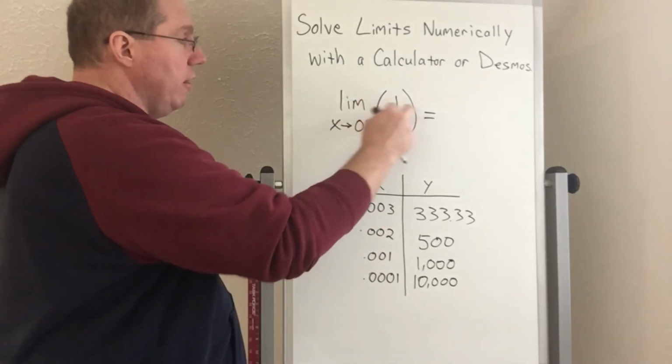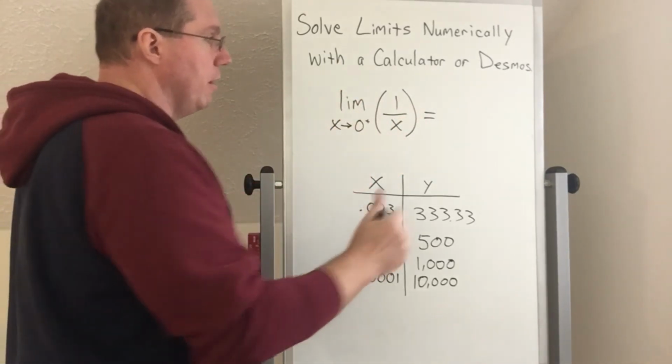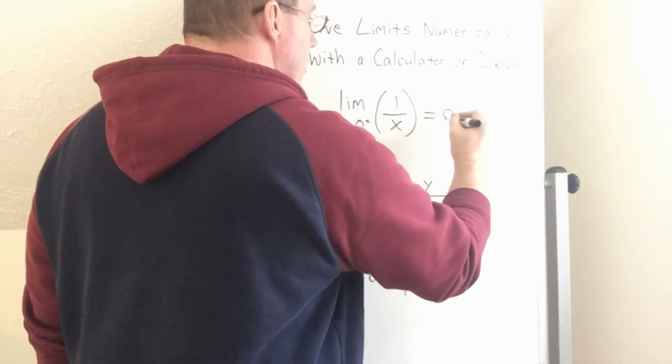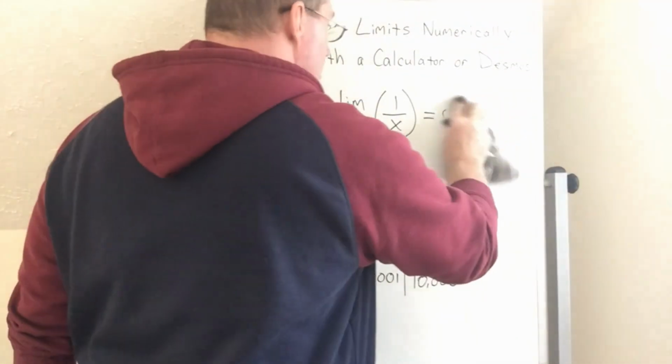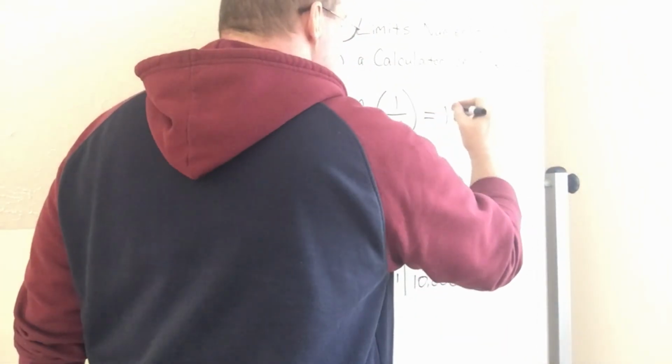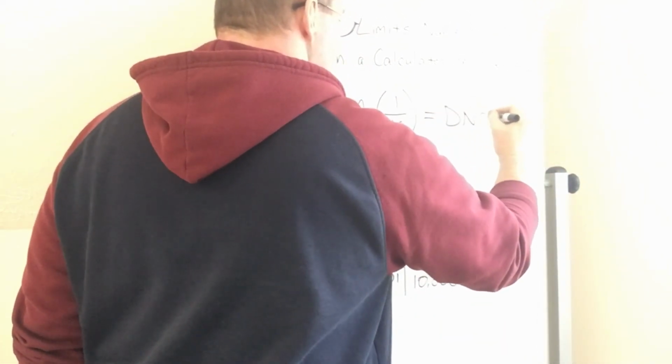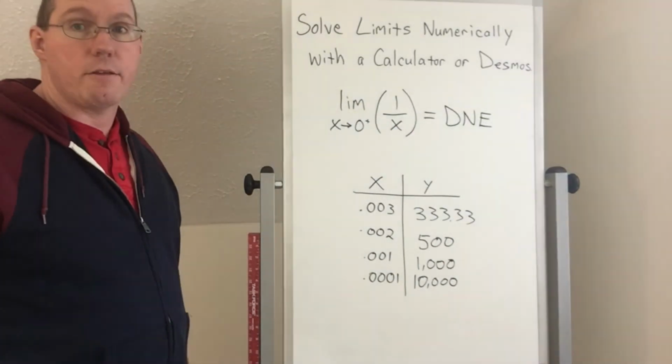So what we would say is that the limit of this function as x approaches 0 from the positive side is, we can either say that the limit is infinity, or we can just simply say DNE for does not exist. Okay?